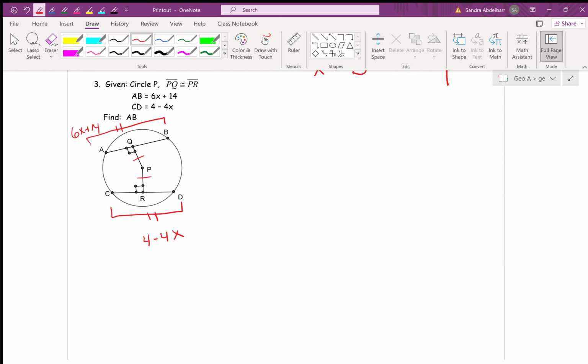Well, aren't AB and CD congruent to each other? So we're going to say AB is congruent to CD. So therefore, 6x plus 14 is equal to 4 minus 4x. Add that 4x over, we have 10x, subtract the 14, equals negative 10. So x equals negative 1.